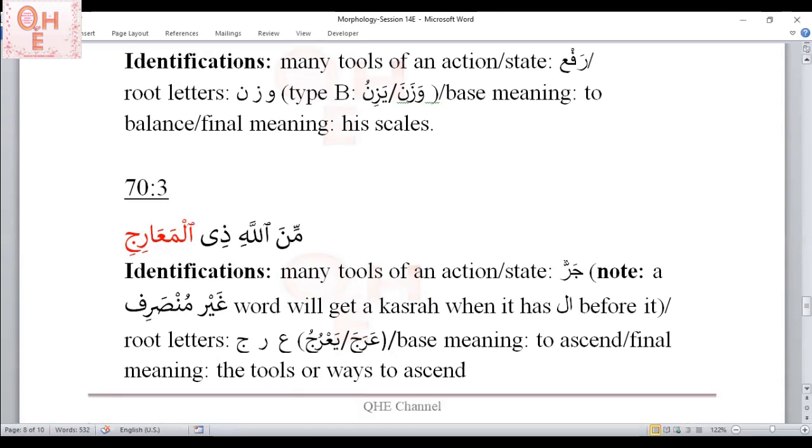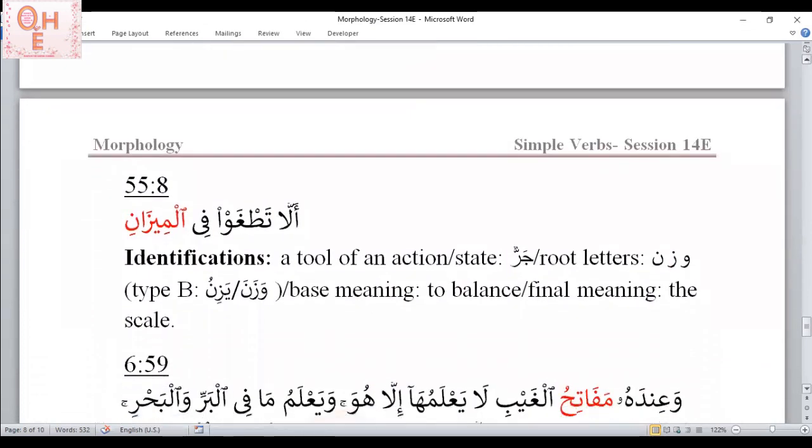Let's go over a couple more examples. Okay, so over here we have al-mizan. So what does it match with? Like mif'al. So this is a tool of action. This is a singular noun. State is jar. Root letters waw, za, nun. And again, there's a transformation going on over here. Originally, it was waw over here; it's changed to ya. We're going to learn those particular verbs and nouns when we do irregular verbs.